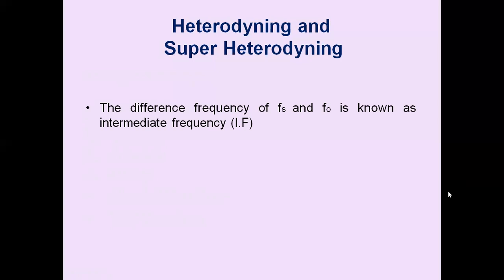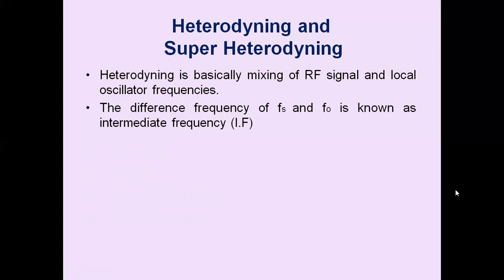So a constant frequency difference is maintained. When the two frequencies F0 and Fs are mixed, we will be getting two output frequencies, known as the sum frequency and the difference frequency. The sum frequency is F0 plus Fs and the difference frequency is F0 minus Fs. This difference frequency is called the intermediate frequency, and it is used in the heterodyning process.